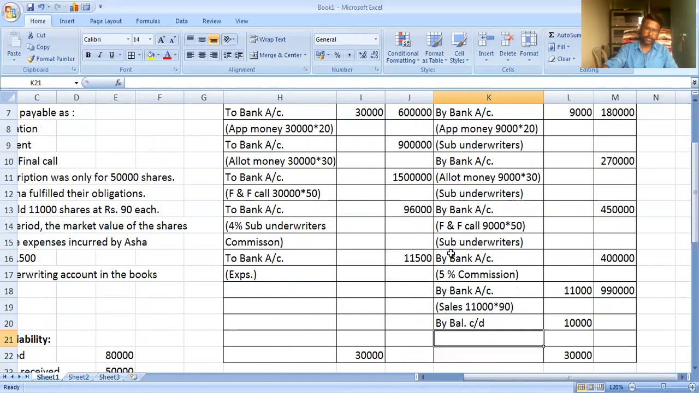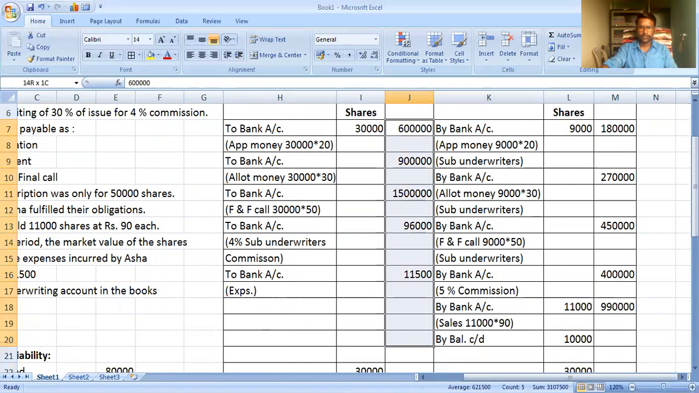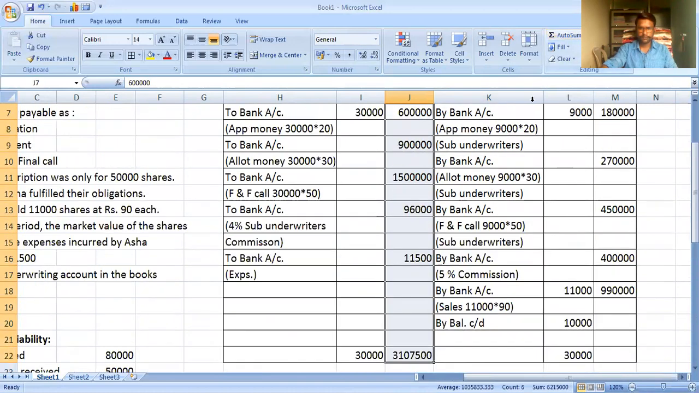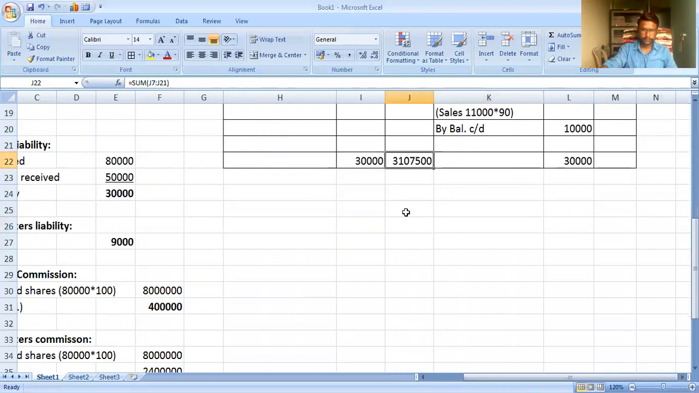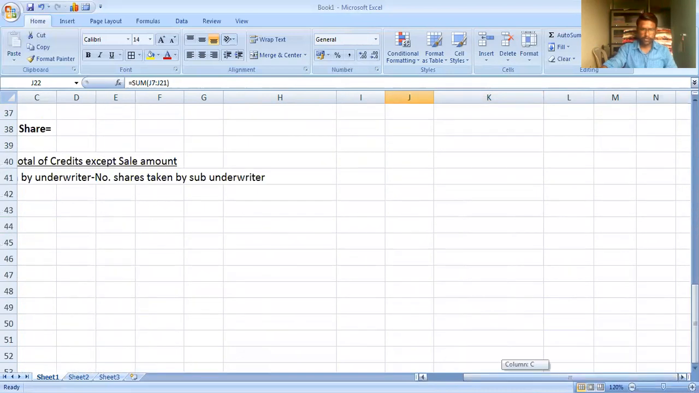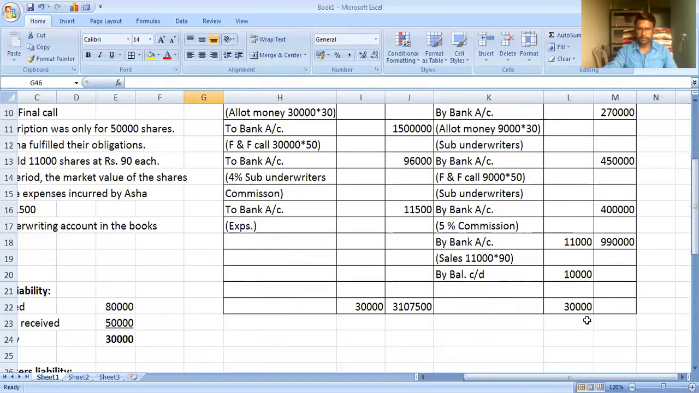Then find out cost price per share. Cost price per share formula I have given: total of debits minus total of credits divided by number of shares taken by underwriter minus number of shares taken by sub-underwriter. Then I'm creating total of debit. Total of debit is 31,07,500. I am putting this amount in the formula, minus total of credit except sale.